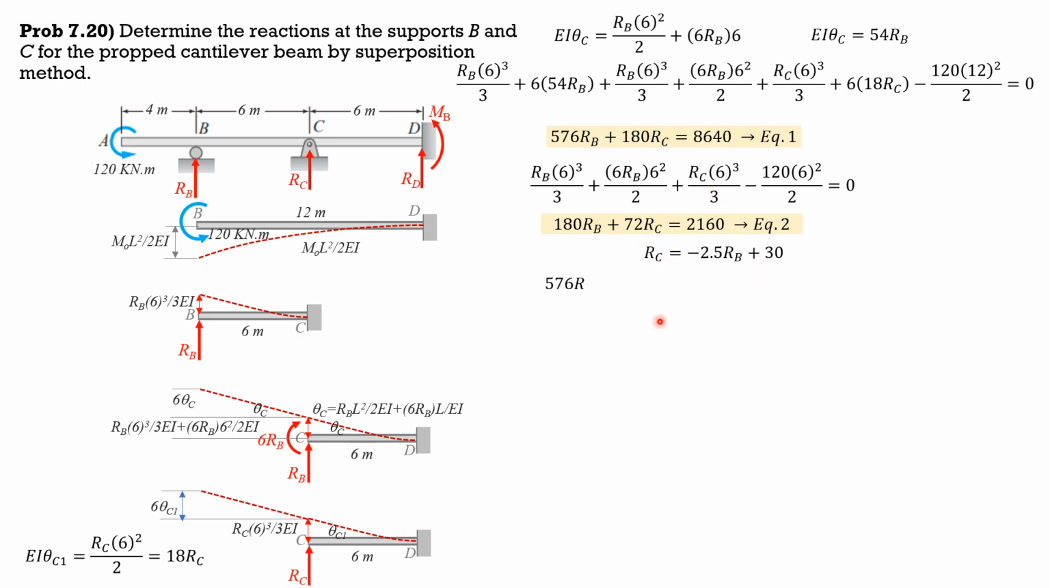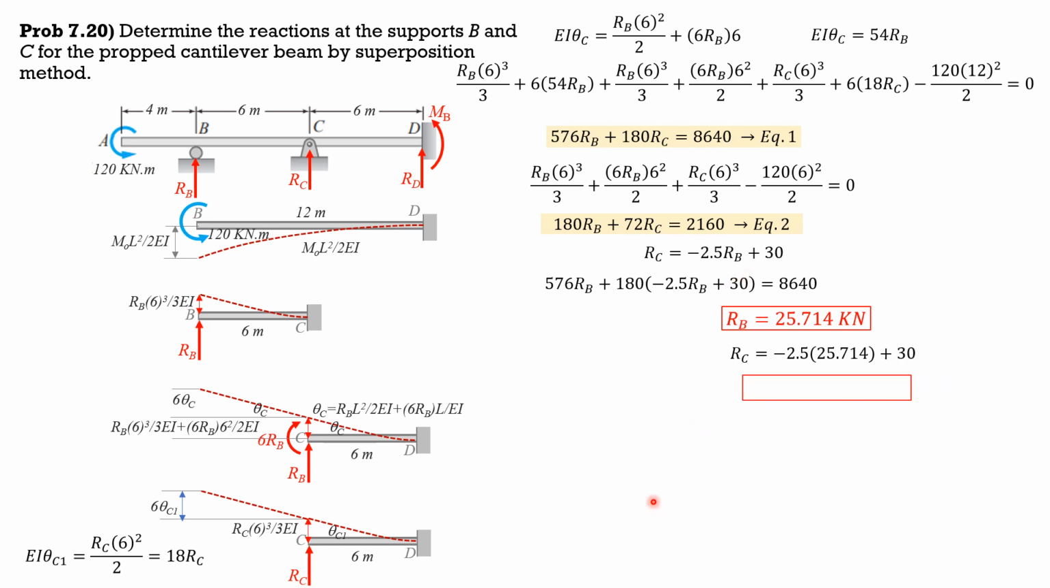Substitute in equation 1, 576 RB plus 180 times quantity negative 2.5 RB plus 30 equals 8640. From here, we can now solve RB. R sub B is equal to 25.714 kilonewtons. Then finally, R sub C is negative 2.5 times 25.714 plus 30. So R sub C is equal to negative 34.285 kilonewtons. So that's it for this problem.